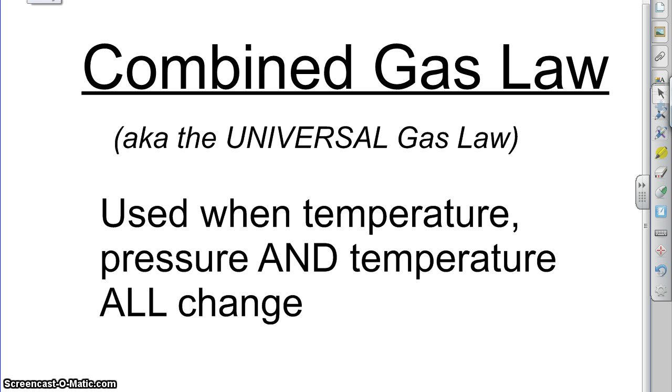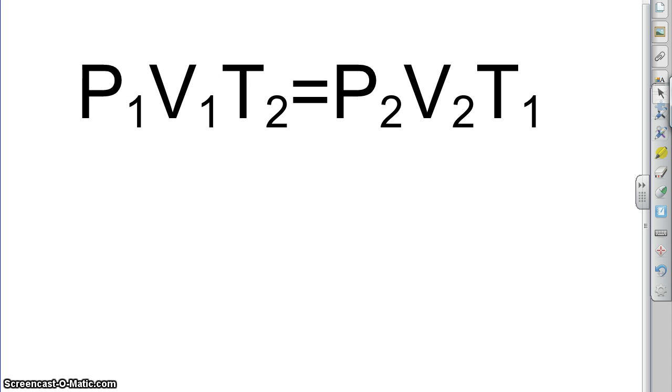Then we need not Charles' law or Boyle's, but the combined law. And here's what it looks like. Pressure at the beginning times the volume at the beginning times the temperature at the end equals the pressure at the end times the volume at the end times the temperature at the beginning. P1 V1 T2 equals P2 V2 T1. And temperature is the weird one, of course, so that's how you can remember that.